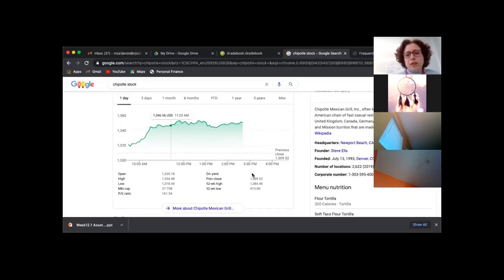Dividend yield. Who wants to take a guess? What is dividend yield? We spoke about returns, but this one, they're calling it dividend yield.